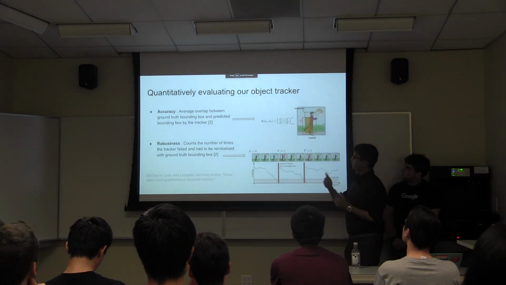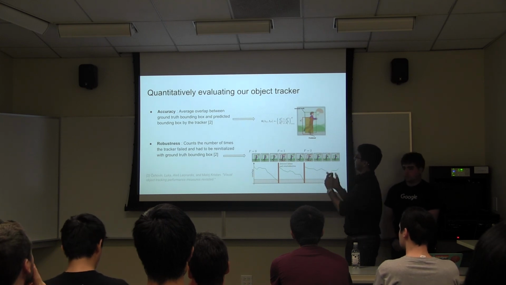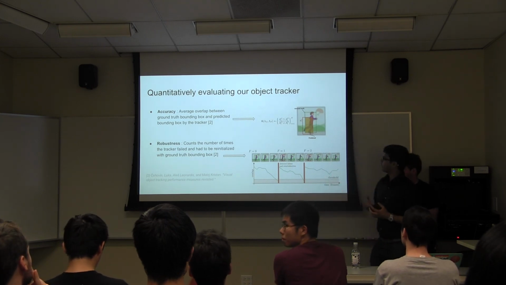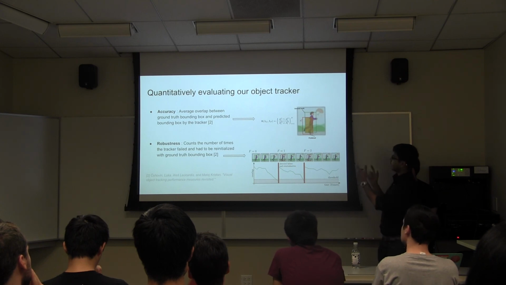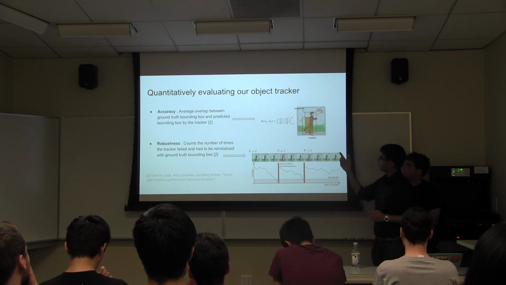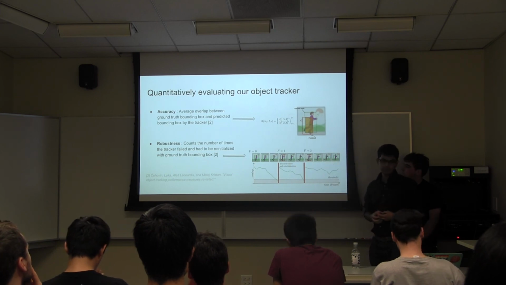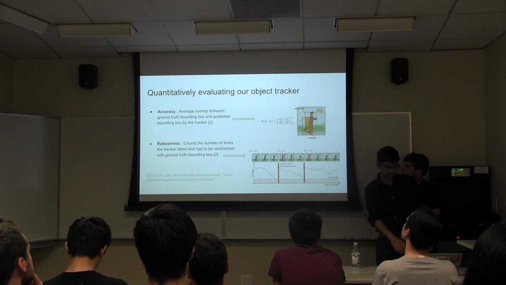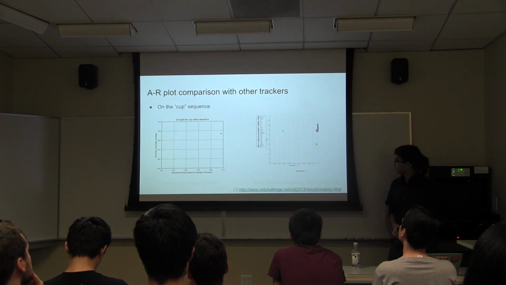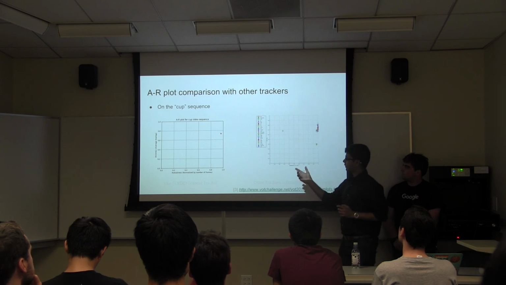There are 2 measures we use to evaluate our tracker. One is accuracy, which measures the average overlap between the ground truth bounding box in the data set and our predicted bounding box. The second is robustness, which is basically the number of times we need to reinitialize, each time our method fails. These results can be given in the form of an accuracy versus robustness plot.